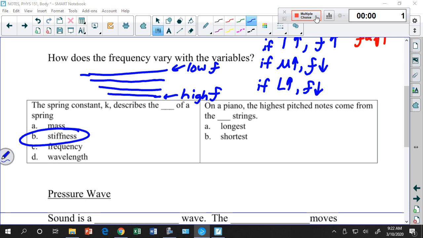On a piano, the highest pitched note, the ding, ding, ding, ding, ding, ding, on your piano comes from which strings? The longest strings or the shortest strings?